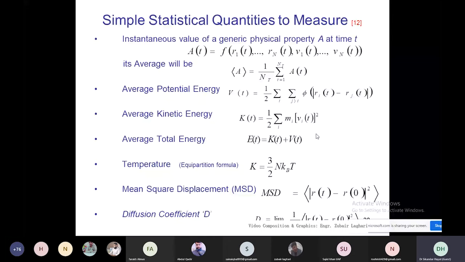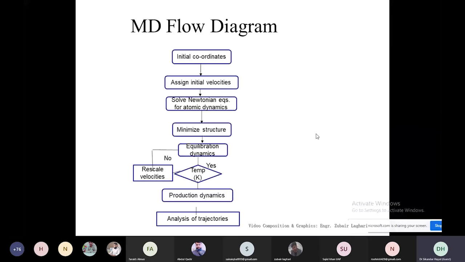This is the MD flow diagram. First of all, we give some initial coordinates, then we assign velocities, then we solve the Newtonian equations. After that, we minimize the structure to equilibrate it, that is, optimize the structure. If there is some problem in equilibration, we have to iterate again and again, and then we do production dynamics. We can record statistics, and from the raw data we can further derive the other required physical quantities, and so on.